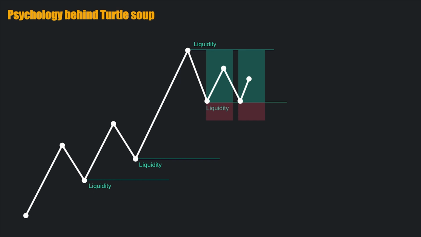Otherwise, it will continue dropping, creating even more liquidity zones. By sweeping sell-side liquidity, price gains enough fuel to resume its upward movement. This is what makes the turtle soup strategy so effective. It takes advantage of liquidity pools to identify high probability continuations.